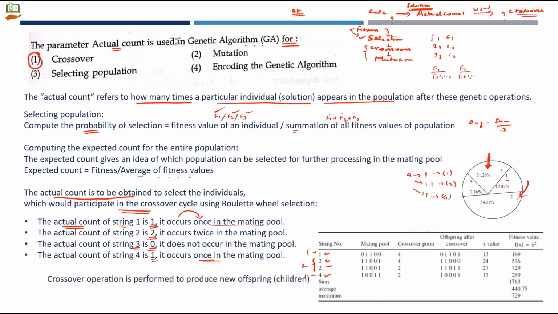This is actually the crossover operation that is performed to produce new offspring, in the sense new children. Where the actual count is calculated, it is calculated in the selection operation and used for the crossover operation. So we are calculating it in one operation and using it in another operation.